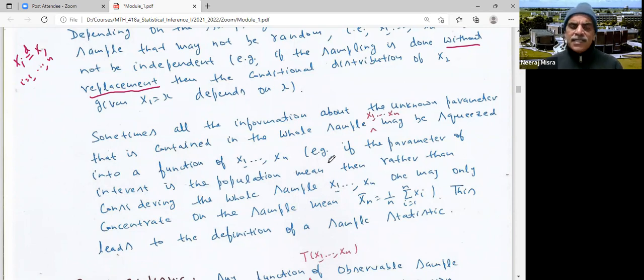To see an example of that, if the parameter of interest is the population mean, then rather than considering the whole sample x1, x2, xn, one may concentrate only on the sample mean. So if your parameter of interest is the population mean, it may be desirable not to look at the whole sample, rather just look at the sample mean, which is calculated from x1, x2, xn. That means all other information other than the sample mean is redundant in that situation. Now this leads to the definition of a sample statistic.